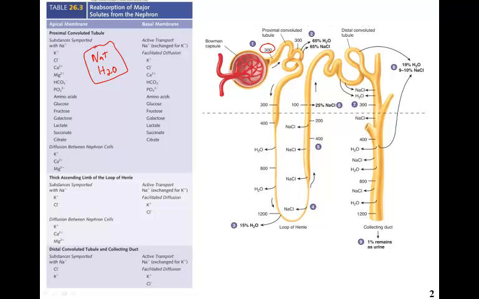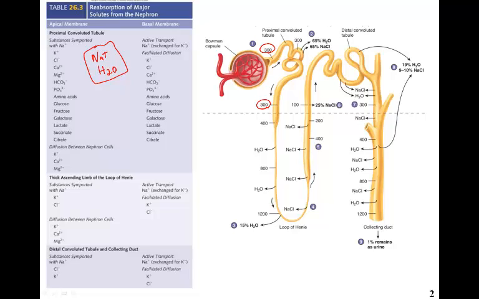As fluid passes through the PCT, and by the time you get to the end, well, guess what the osmolarity is? Still 300. Is that because nothing's gotten pulled out? Is the fluid just passing straight through there and not changing? Well, no, not at all. Right? Tons of stuff is getting pulled out. Lots and almost all the solutes.